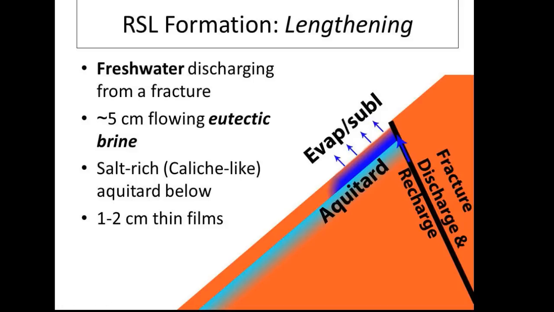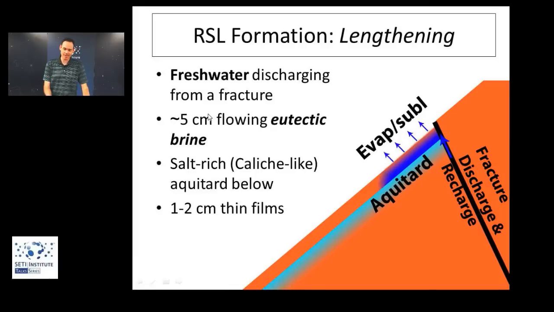Again, we're around 5 centimeters. This could go up to 10 centimeters. 50 centimeters would be pretty deep because it's really tough to melt something that's 50 centimeters thick every day. This is probably a eutectic brine. Below it, we've got an aquitard.